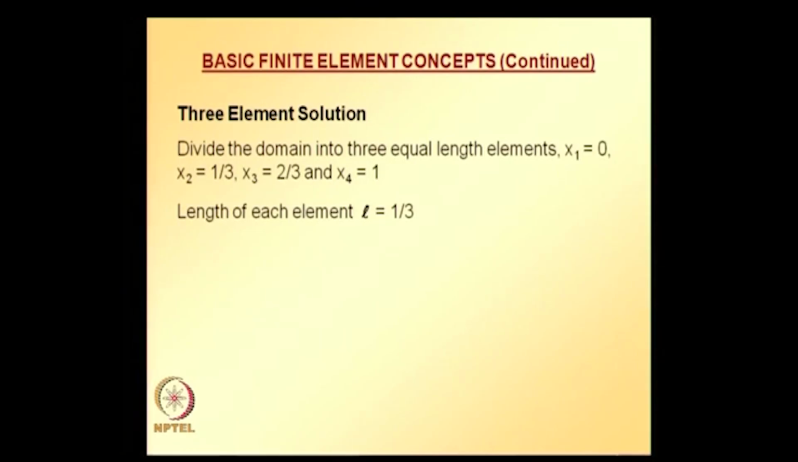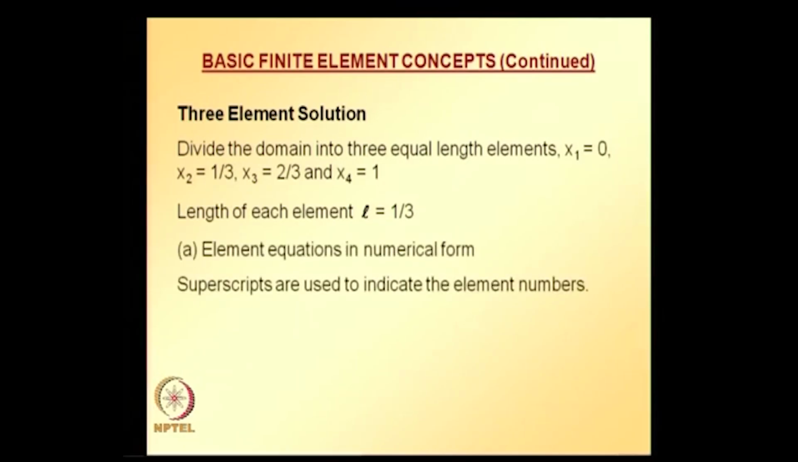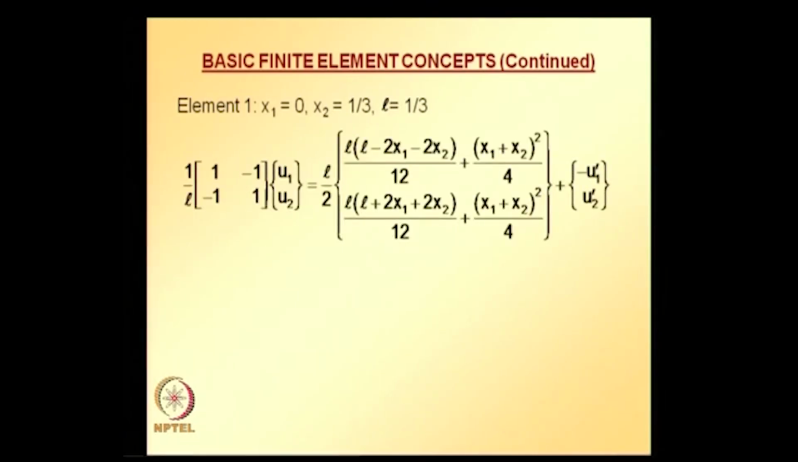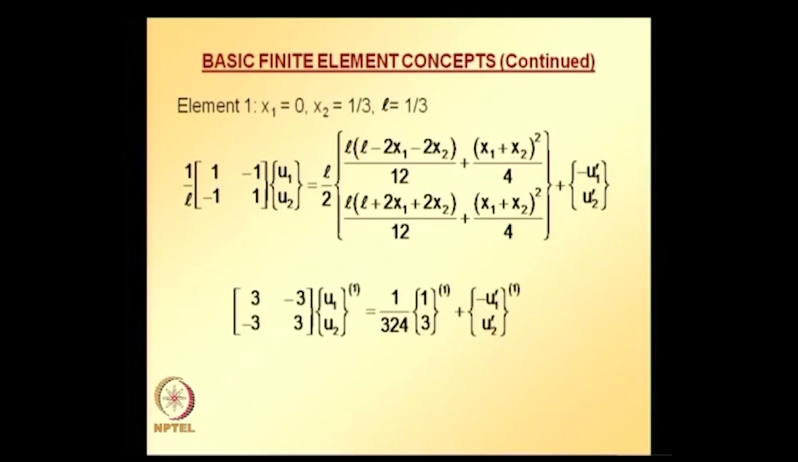The solution domain 0 to 1 is discretized using 3 elements: node 1 at x is equal to 0, node 2 at x is equal to 1 over 3, node 3 at x is equal to 2 over 3, node 4 at x is equal to 1, and the length of each element is L over 3. Again, superscripts are used to indicate the element numbers. For element 1, these are the spatial coordinates and the length of the element. Substitute all this information into the typical equation system, you get this one, and substituting you get this. The superscript indicates the element number.